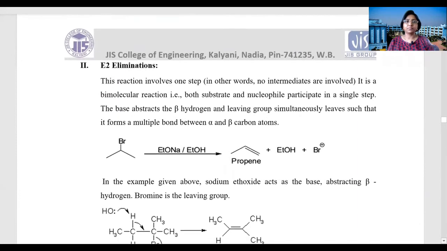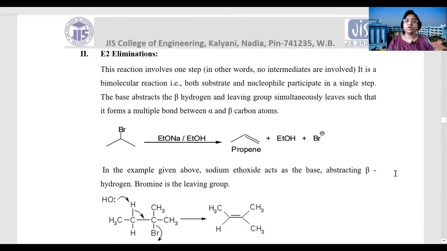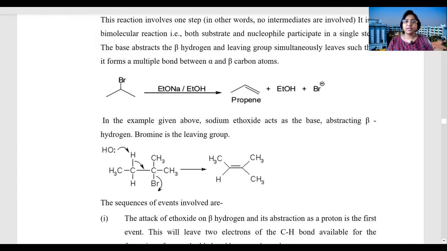elimination. So this reaction involves one step. In other words, no intermediates are involved. It is a bimolecular reaction. Both substrate and nucleophile participate in a single step. The base abstracts the beta hydrogen and the leaving group simultaneously leaves such that it forms a multiple bond between alpha and beta carbon atoms. So here you look at the figure, then you can be clear.